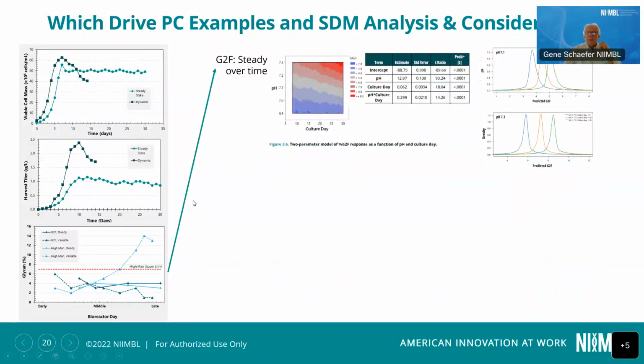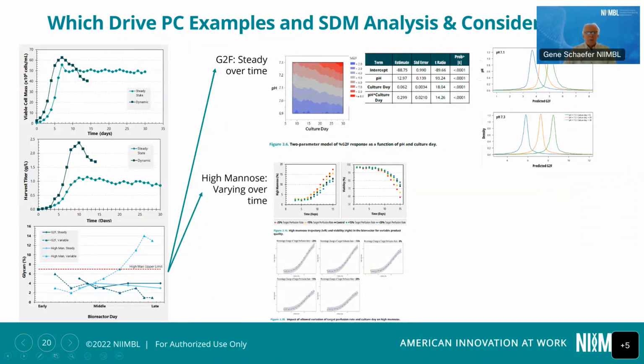So for the G2F study over time, we included some analyses, which included a typical heat map of conditions that would lead to control of that attribute, as well as some Bayesian probability curves on what it would look like over time at different pHs and the likelihood of being within a specific range over time and how you could use that to drive control.